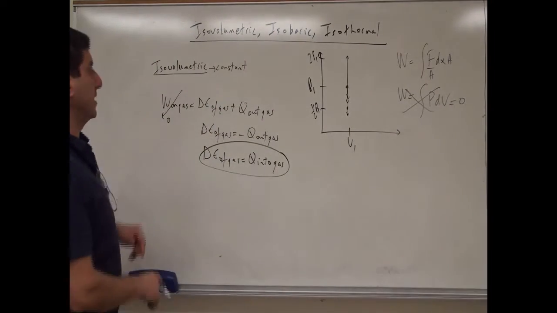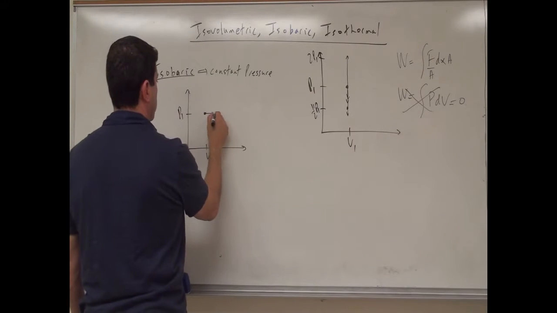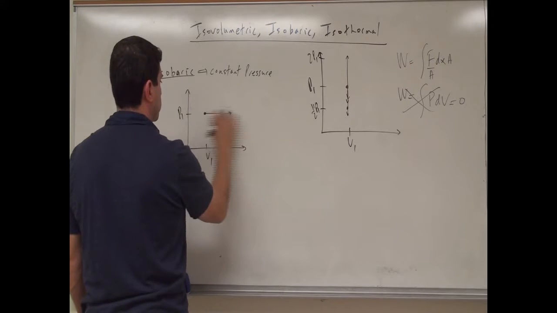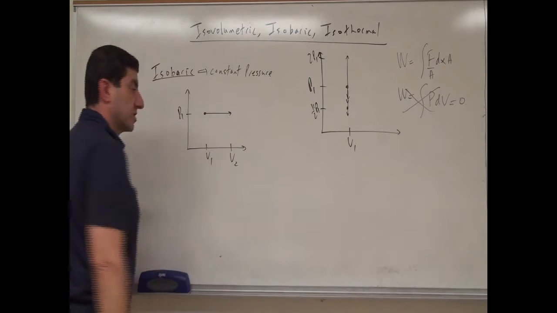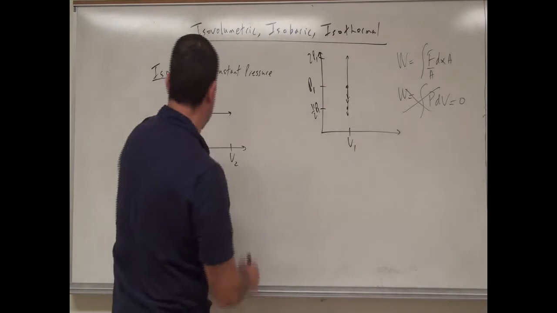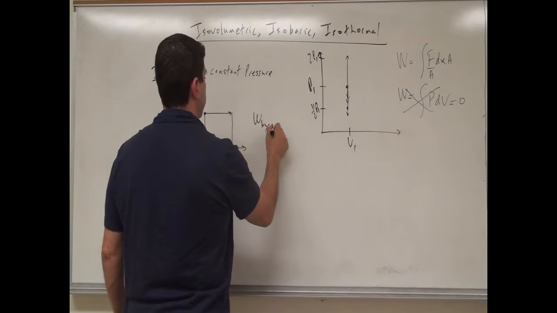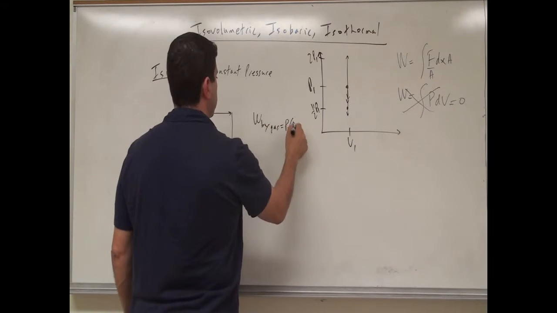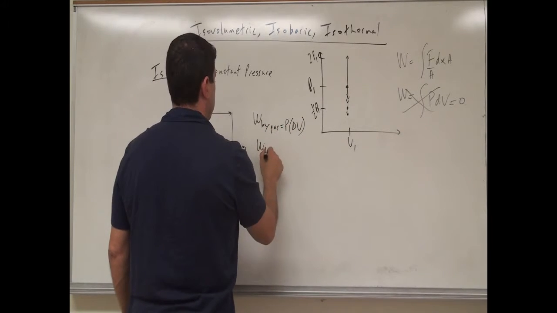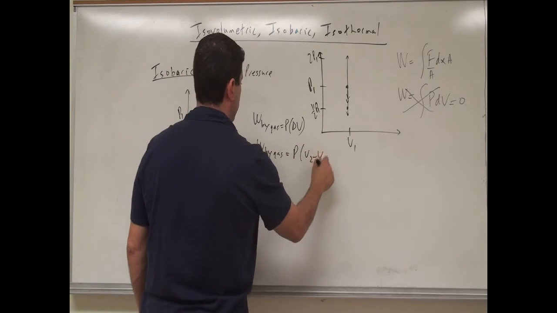So now let's talk about isobaric. On the graph, we have V1, and then the pressure goes like this, stays the same, and then V2. So what's the work done by a gas at constant pressure? Well, if it's going this way, then the work done by the gas is going to equal P delta V, right? So it's going to be P times (V2 minus V1), right?